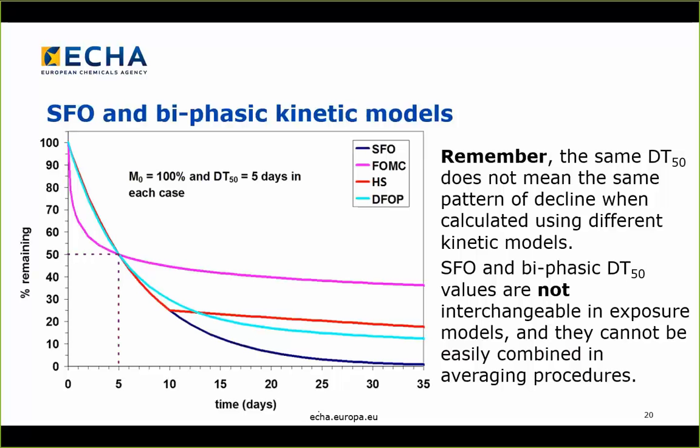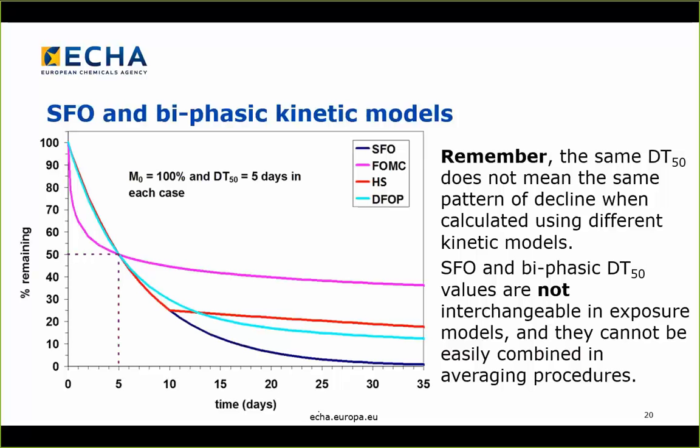SFO and biphasic DT50s are also not interchangeable in our exposure models. So you cannot put an FOMC DT50 into one of our single first order based exposure models and expect the model to give you the same pattern of decline as your FOMC kinetic. Okay, so the exposure models are mostly limited to single first order. So don't put a non-first order DT50 into those models and expect it to work.